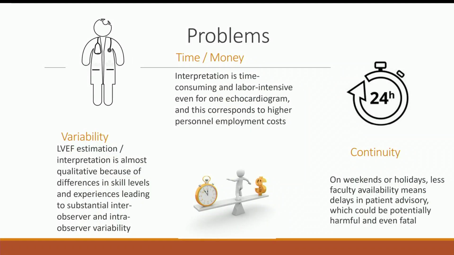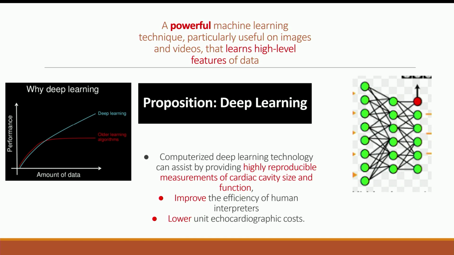Another problem is time and money. Interpretation is inherently time-consuming because it requires an echocardiographer to sit through a video and derive estimates of the left ventricular volume to estimate a value for the LVEF. And then this directly corresponds to higher personnel employment costs. Next is continuity. On weekends or holidays, when there's less faculty availability, that means there are delays in patient advisory because there are fewer people to interpret your video, and this can be a big problem, especially if your condition is fatal. So how do we address these issues?